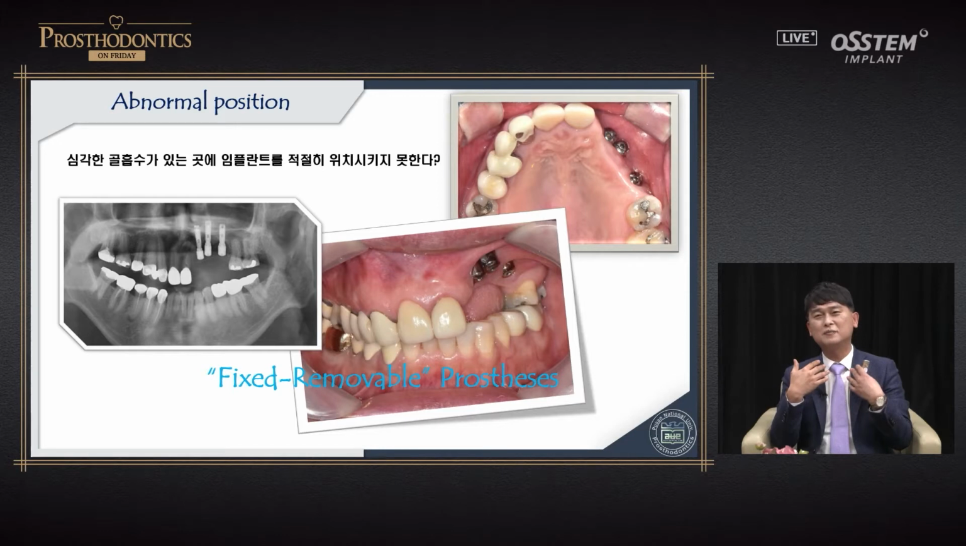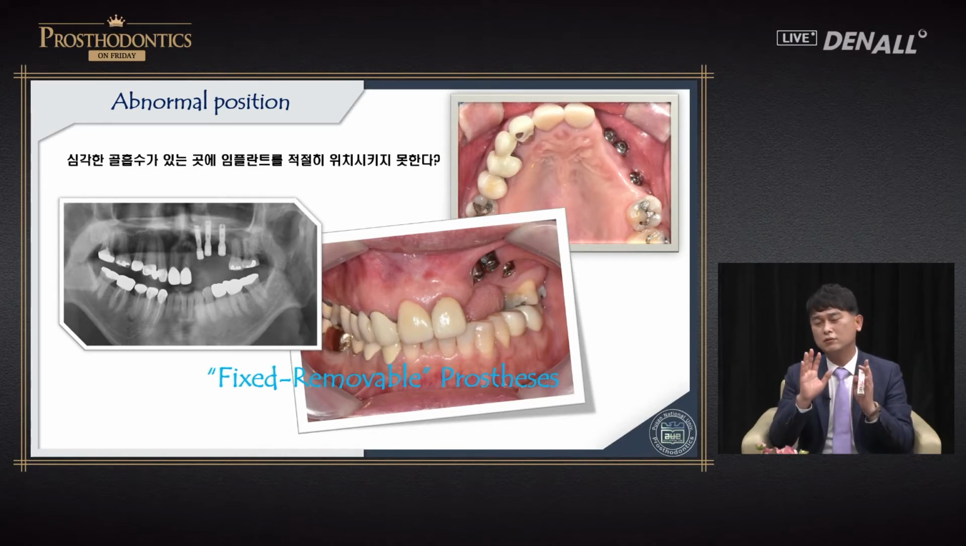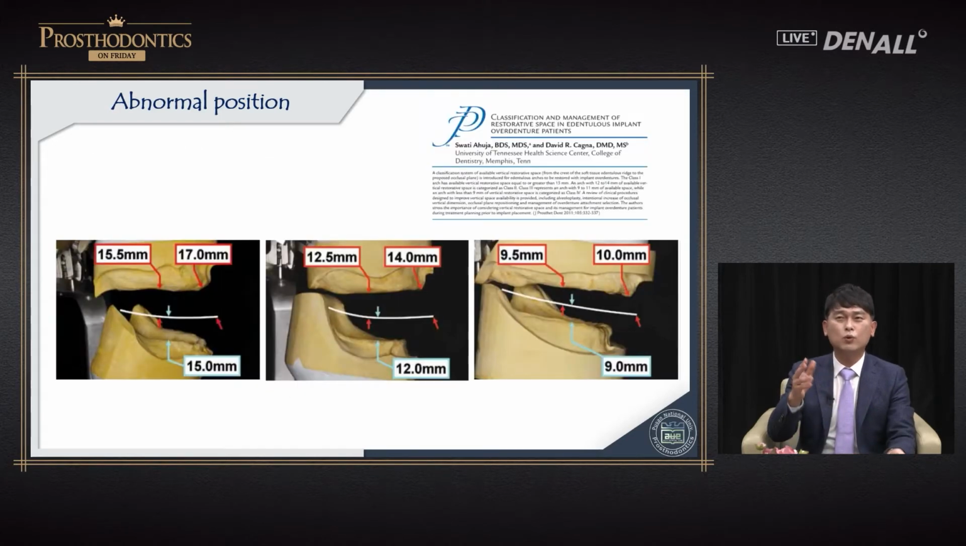I still remember Professor Chung talked about it. Fixed function means we have enough implants, and it is the same as a fixed prosthesis in terms of resistance to force and to stop it from moving. But we need to think about cleaning and ease of maintenance, because in many cases, aesthetically, the soft tissue can get lost. So we can think about fixed plus removable.